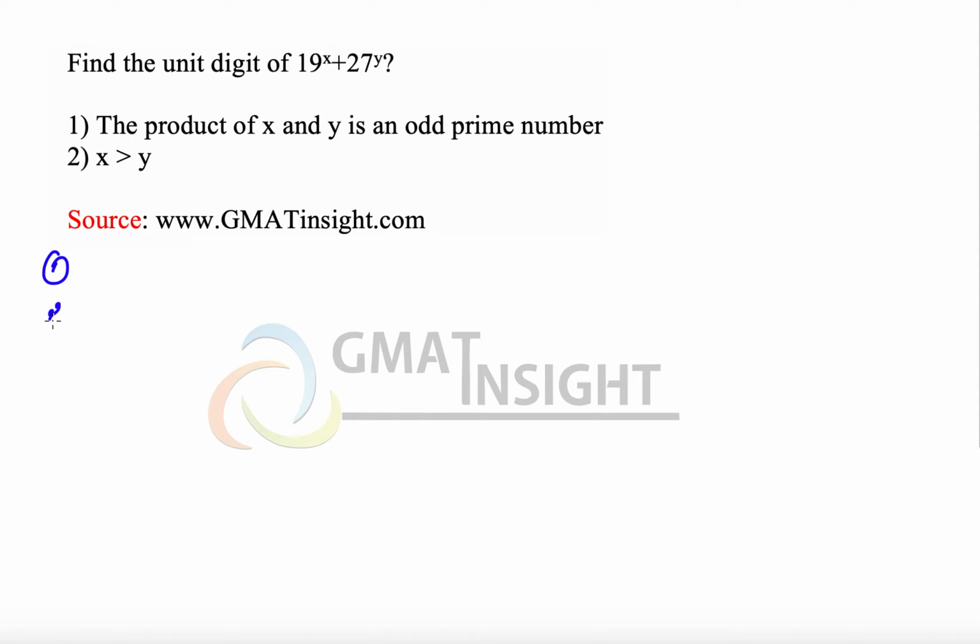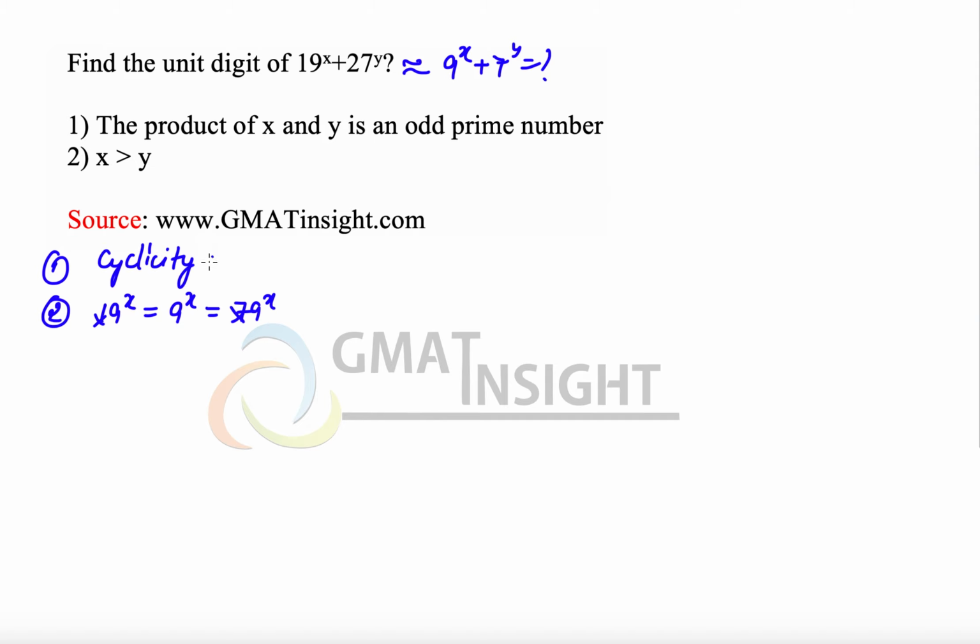And the second rule is that the unit digit of a number always depends on the unit digit of the number itself. That means 19 to the power x will have the same unit digit as 9 to the power x or 79 raised to the power x. So we can simply do away with any digit other than the unit digit to answer the question. So this question becomes more or less the same as: what is the unit digit of 9 to the power x plus 7 to the power y? And rule number 1 is they are cyclic.